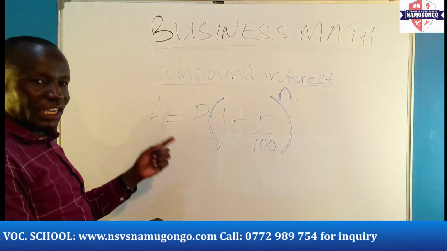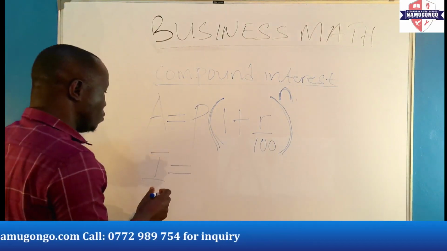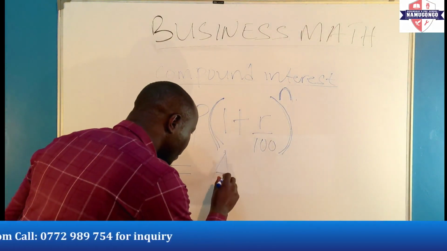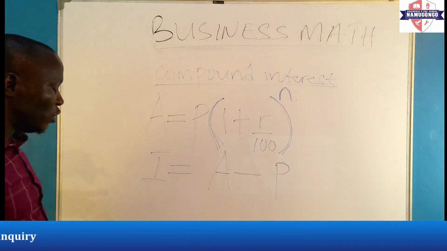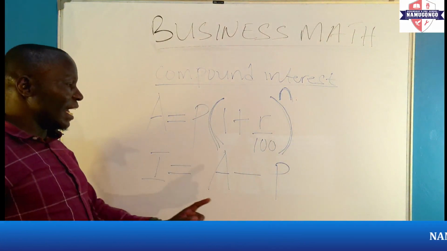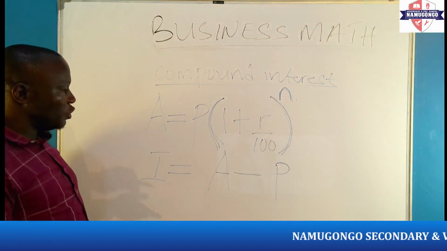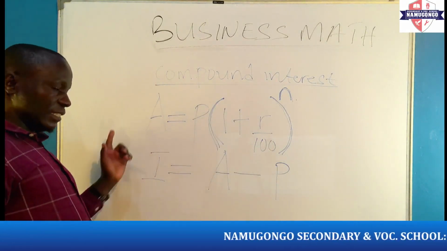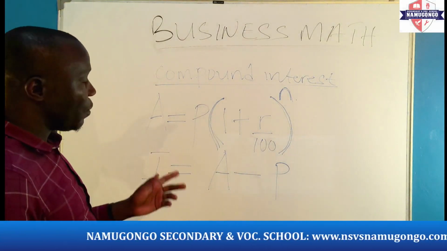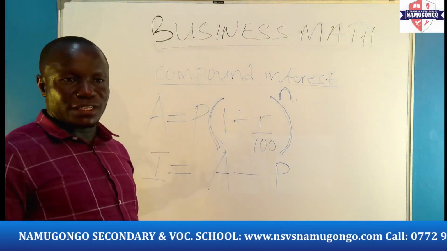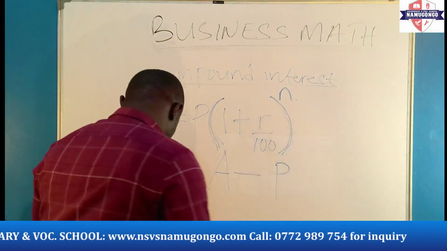Now to get our interest I, our interest I is going to be equal to amount minus the principal. So meaning that to get the amount, it's going to be equal to principal plus interest, as we discussed in our previous lesson. So now we are going to look at a few examples and see how we can apply this formula in our calculations.